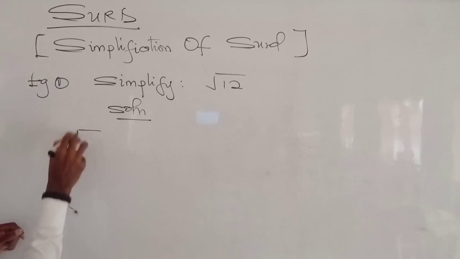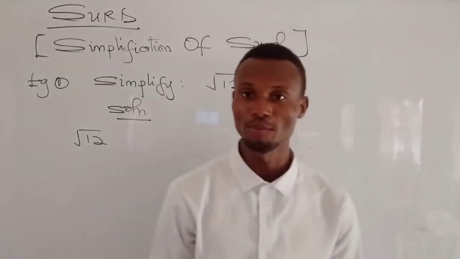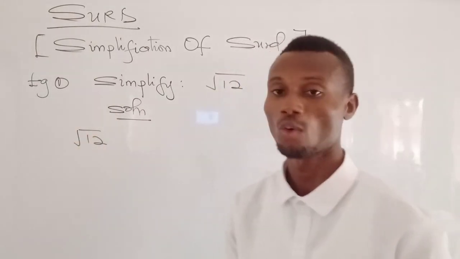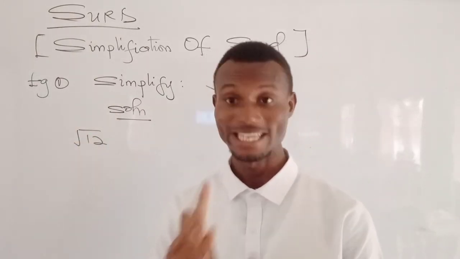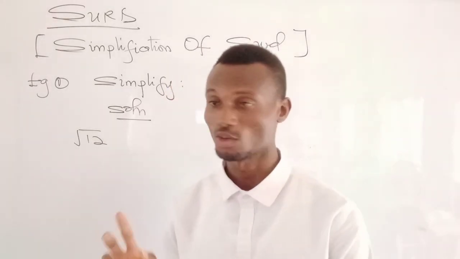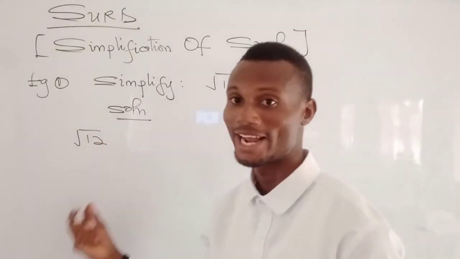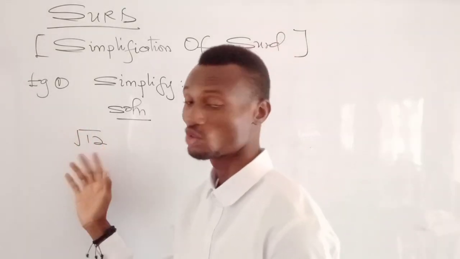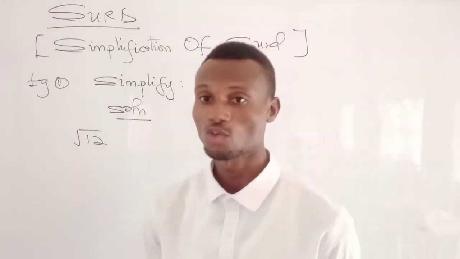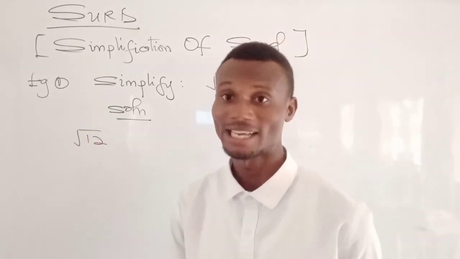So I have the square root of 12. For you to be able to simplify a surd, your knowledge of what a perfect square is is very key. That's what I just taught you, so we are going to apply that knowledge. Actually, when you type this on the calculator it will give you a straight answer, but we are not going to use the calculator. We are going to solve it and get the same answer.